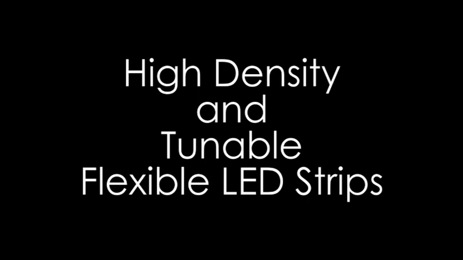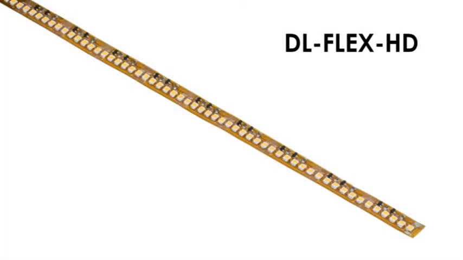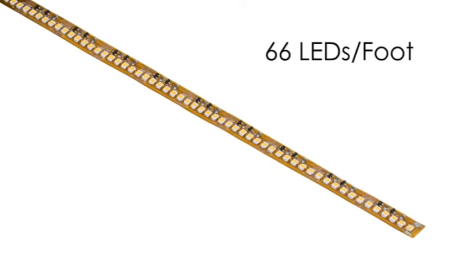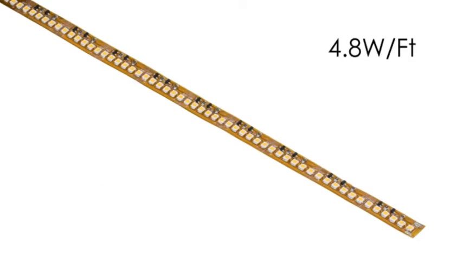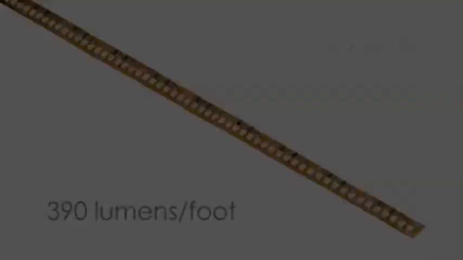JESCO's new high-density and tunable flexible LED strips. DLFlex HD high-density flexible light strip offers 66 LEDs per foot, providing a uniform beam pattern when used with either a lens channel or left exposed. 4.8 watts provide 390 lumens per foot.